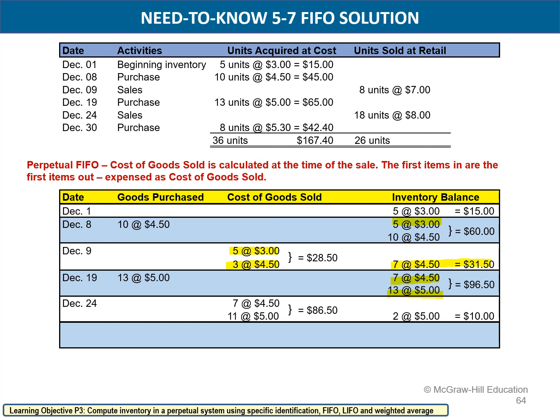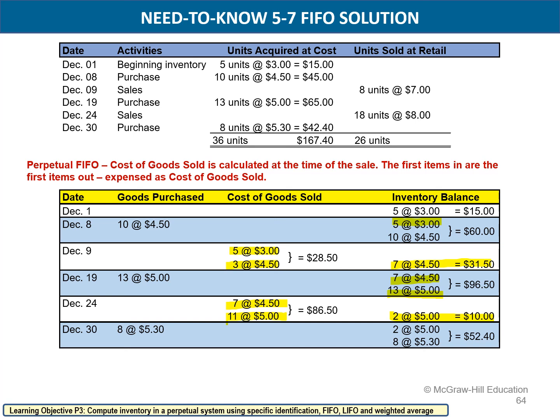Then we're going to sell 18. So we've got 7 left from our December 8th purchase. So we're going to sell those at $4.50 first. And then we're going to sell 11 of our 13 purchase at $5. So now we have 2 left at $5.